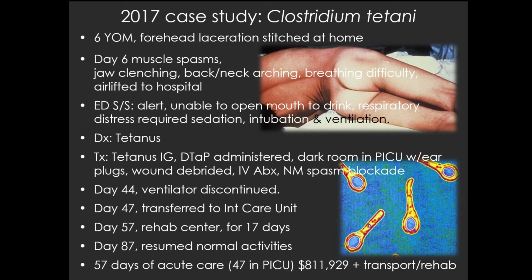They had to also put him in a dark room in the PICU with earplugs because he was so agitated by sensory stimuli. They debrided the wound, they gave him IV antibiotics to kill the bacteria, and they had to give him a neuromuscular spasm blockade in order to allow his muscles to relax. The toxin attaches to the ends of neurons and stops them from relaxing, and so it causes a spastic paralysis. He was on a ventilator for about 7.5 weeks.